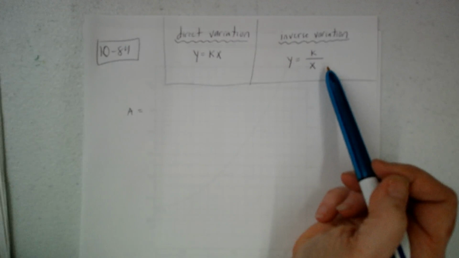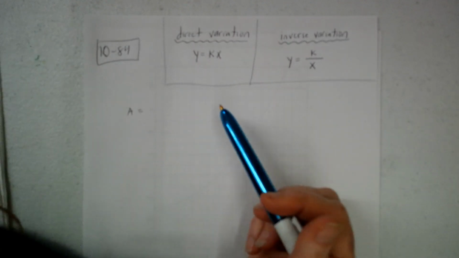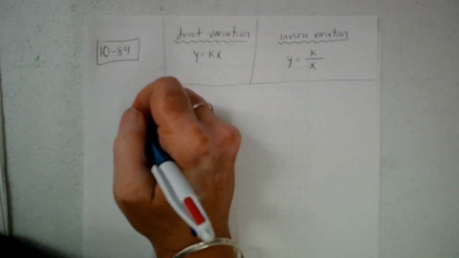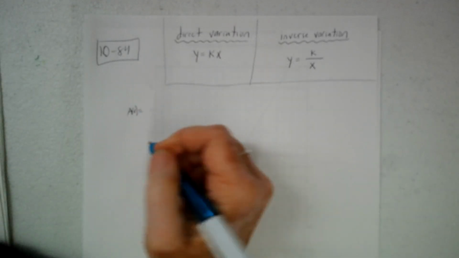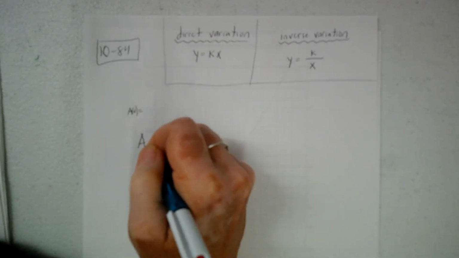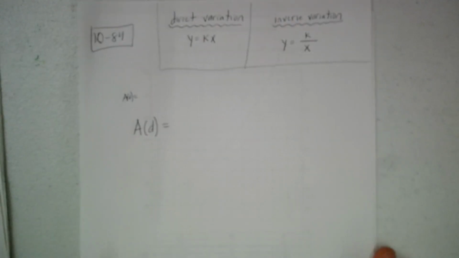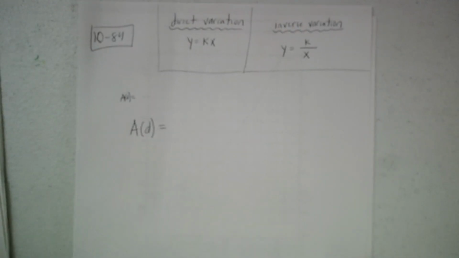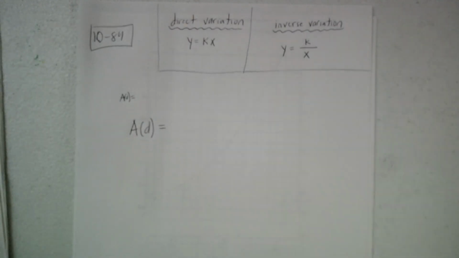So now once you know about inverse variation, you could express A as a function of d. And I can say A of d instead of just A. Sorry it's so blurry. I don't really even know what to do to fix it.